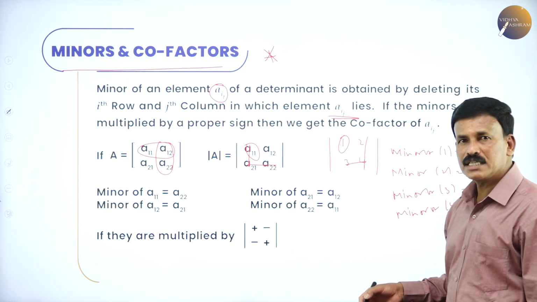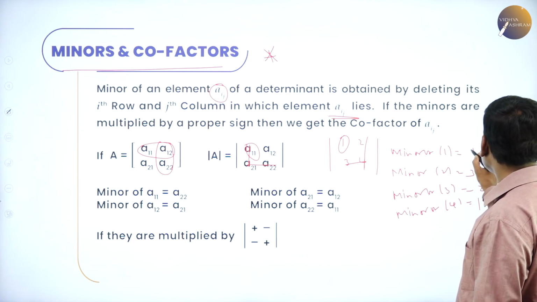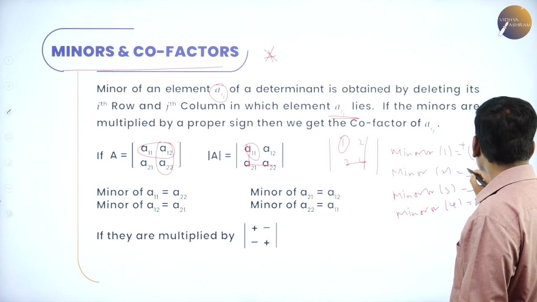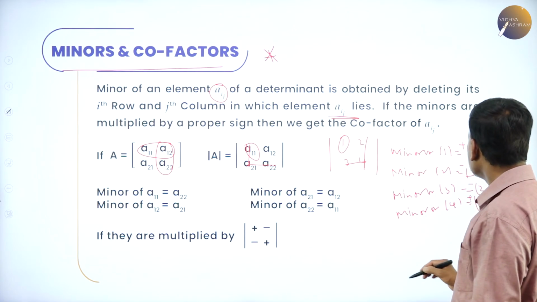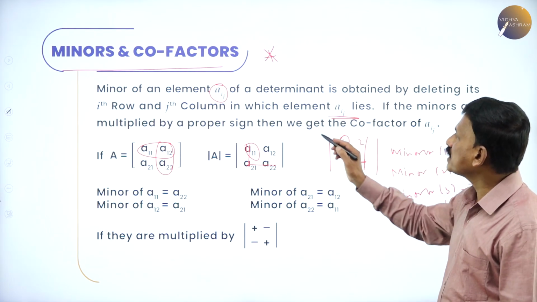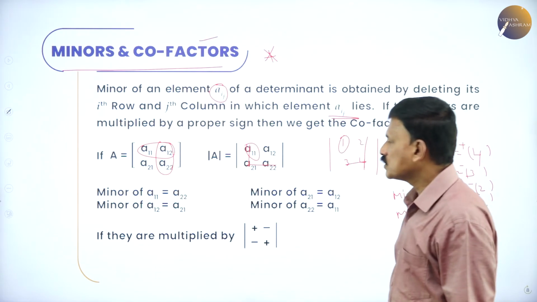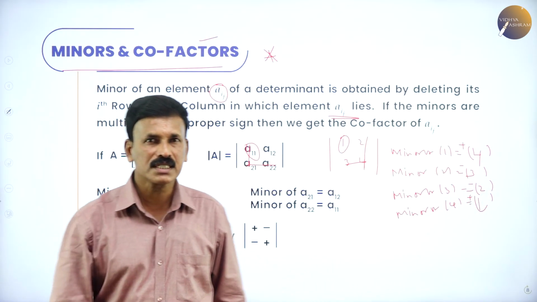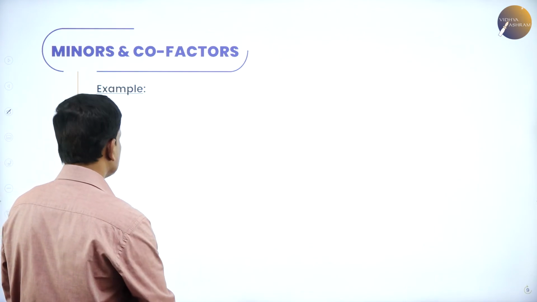So these are multiplied by proper sign like plus, minus, minus, plus. So this is plus, this is minus, this is minus, and this is plus. You are going to get the cofactor of a matrix. So let us come to an example. Let us take an example.